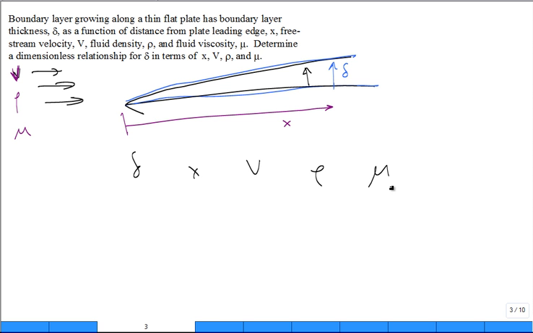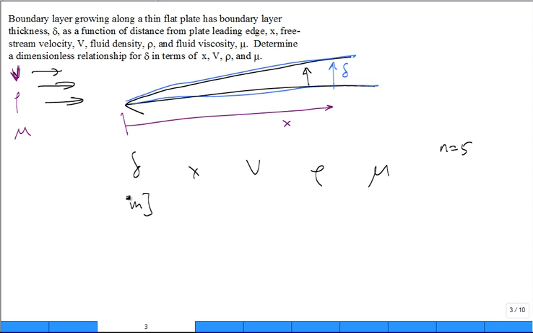No. Count them up. How many do we have? 5. So what is that? K is equal to 5? Or is it n? I forgot. n. n is equal to 5. Now bust it into its basic SI units, or dimensions. I like to work in SI units. So what is this one?